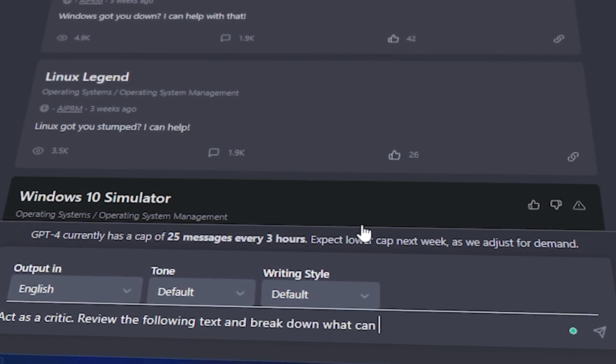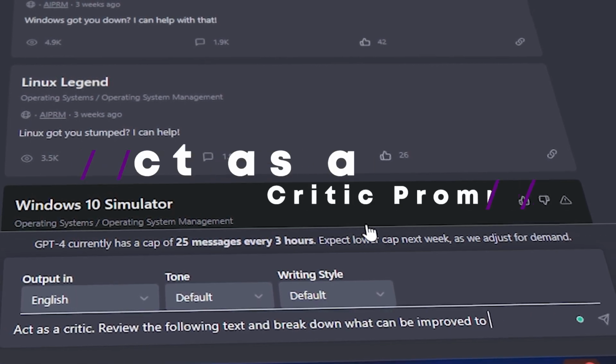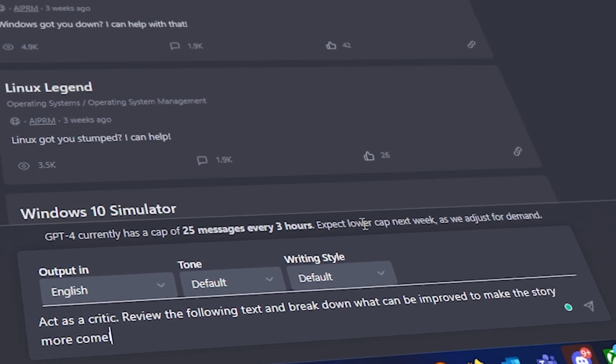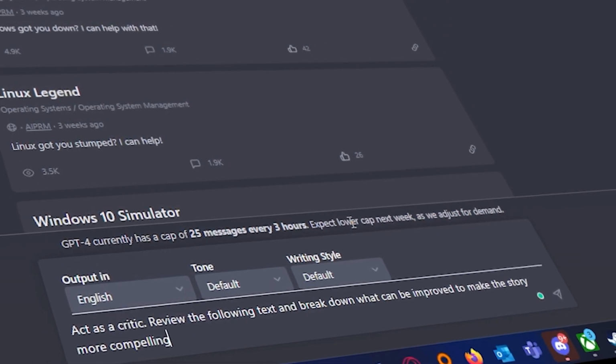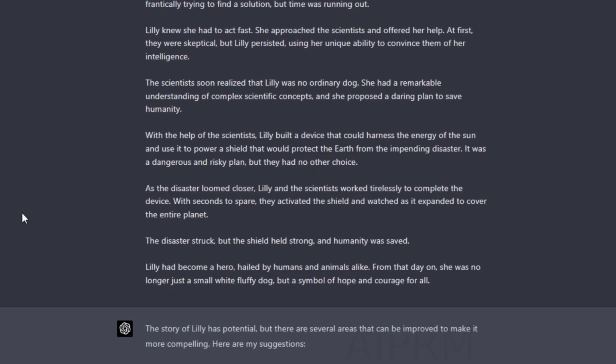So finally, my most favorite technique, and it is slightly related to the last prompting technique: the act as a critic prompt. So say for instance, you've written something, like a story or an essay, and you want to make it better. You want someone to give you honest feedback and suggestions on how to improve that piece of text that you've created yourself. One way is to use critic prompting.